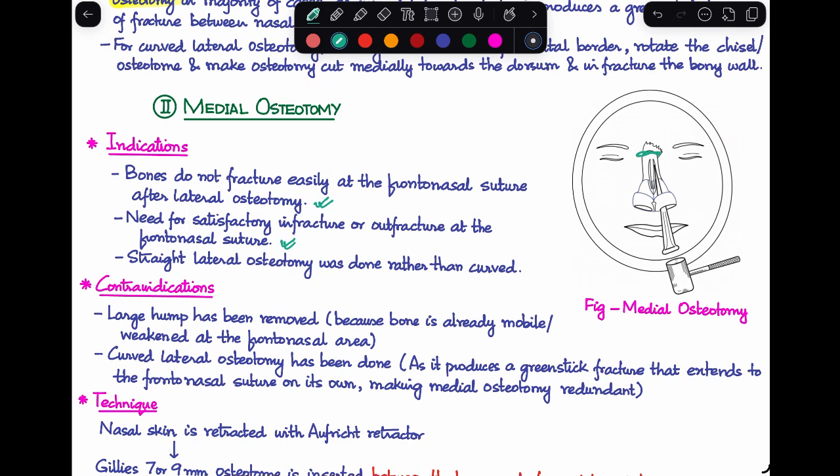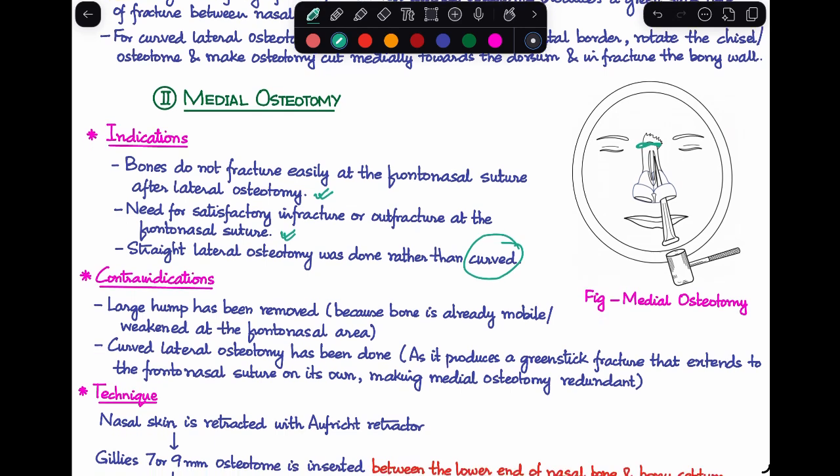Third, when we use a straight lateral osteotomy, in that case, we need to do a medial osteotomy as well. But if you do a curved lateral osteotomy, in that case, we do not require a medial osteotomy. So these are some indications.